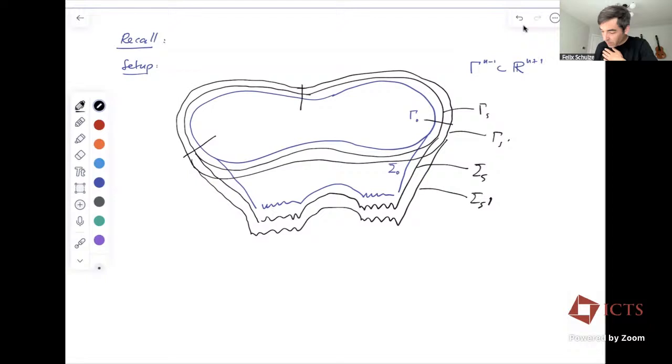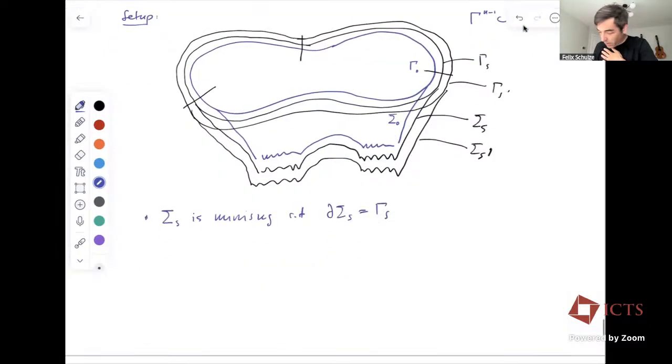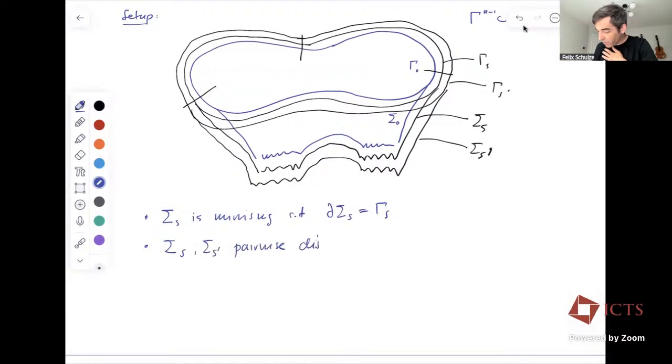So what is the setup? We have sigma s minimizing, such that the boundary of sigma s is gamma s. I asked you to just believe that we can arrange this, or that this is always true: sigma s and sigma s prime are pairwise disjoint. It's a strong maximum principle.